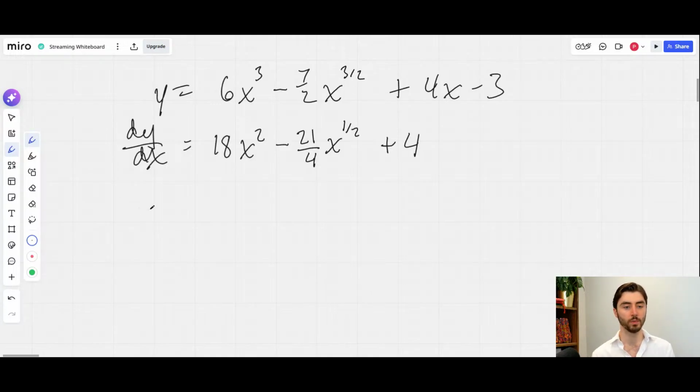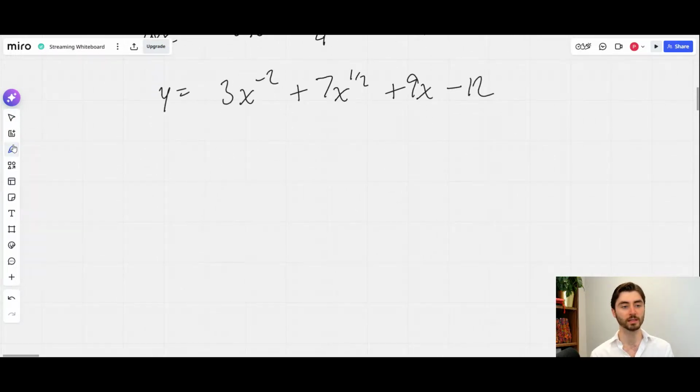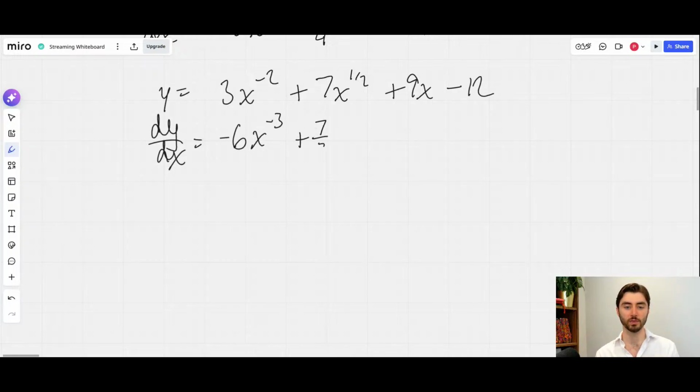Showing one more example, y equals 3x to the minus 2 plus 7x to the half plus 9x minus 12, for instance. If we did that, then dy dx would be equal to minus 6x to the minus 3. This half would come down, would give me 7 over 2, x to the, and you subtract 1 from that, you're left with minus a half, plus 9, and then the 0 disappears.